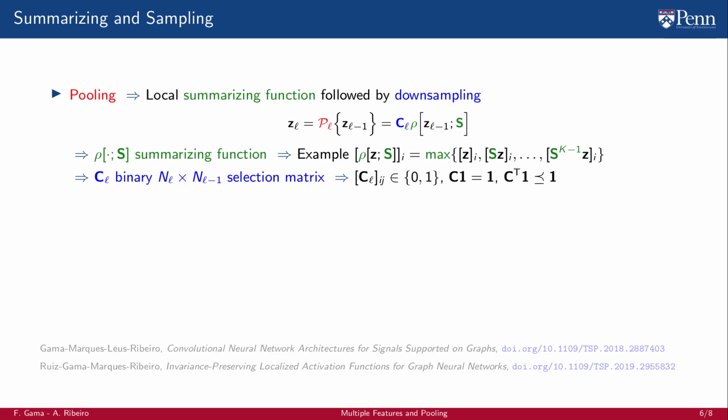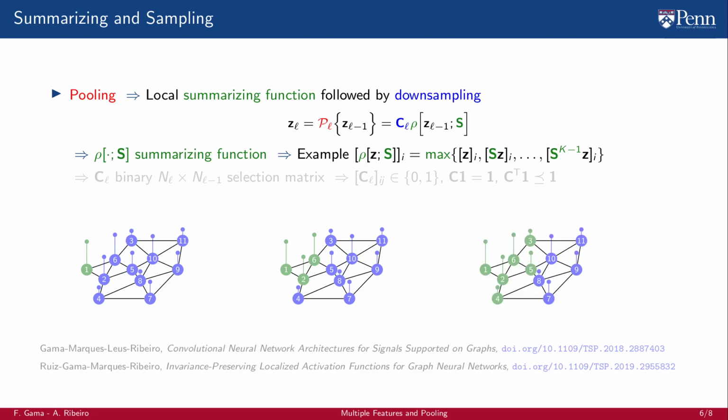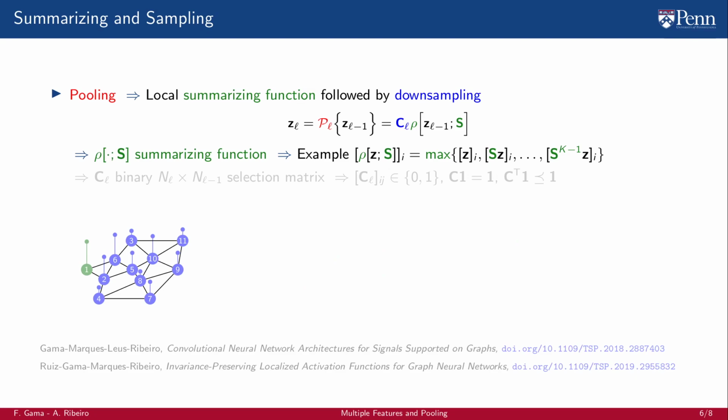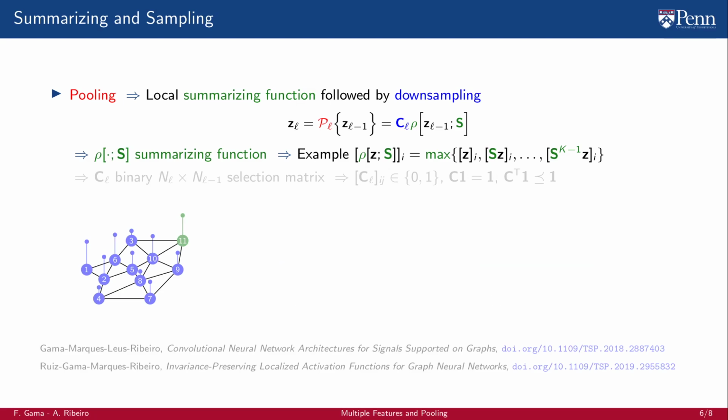To address pooling in a graph signal processing context, we need to think of it as a local summarizing function followed by downsampling. In this equation, the pooling operator P_L has become a summarizing function ρ_L followed by a binary selection matrix C_L. The local summarizing function ρ essentially considers the values of the signal in neighboring nodes and applies a summarizing function, for instance a maximum operator, updating its value with that maximum value. We do this for all the nodes in the graph. We collect neighboring values and update the resulting node value with the maximum of the neighbors.